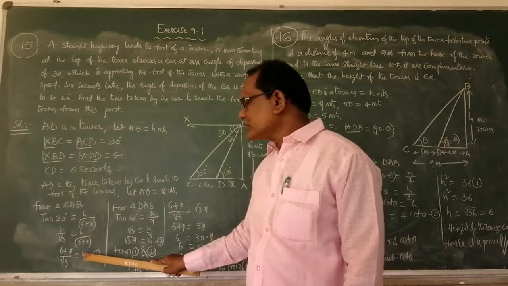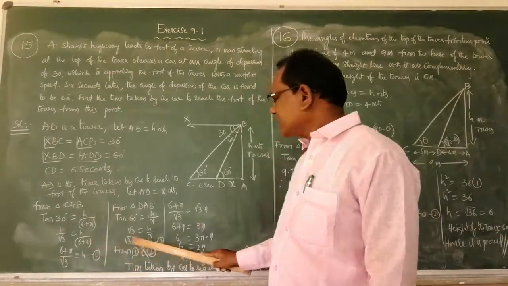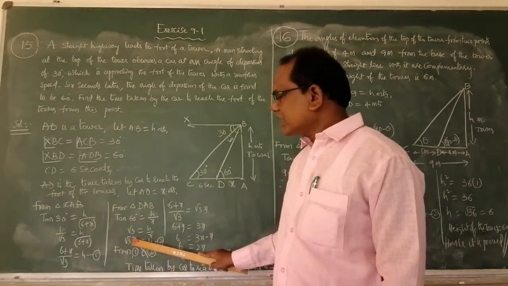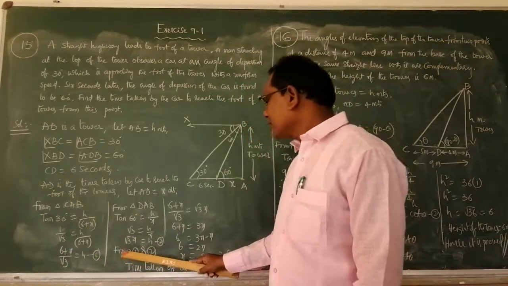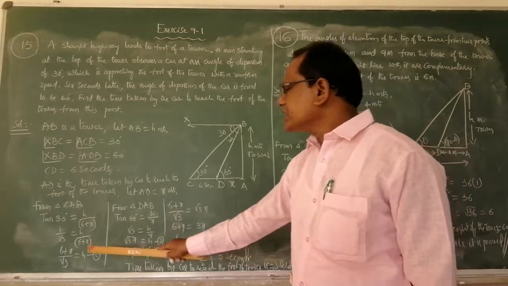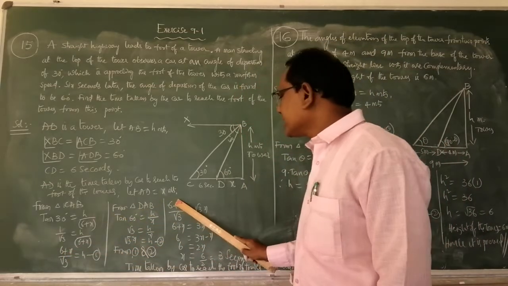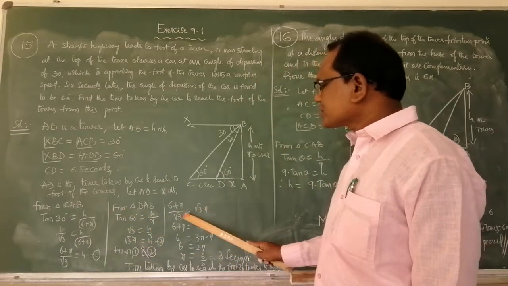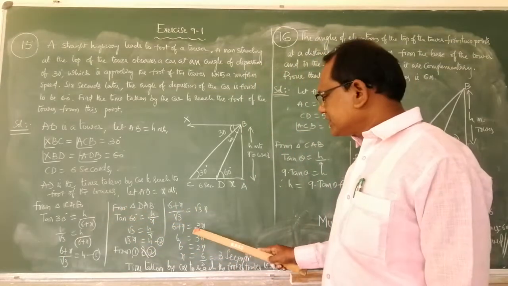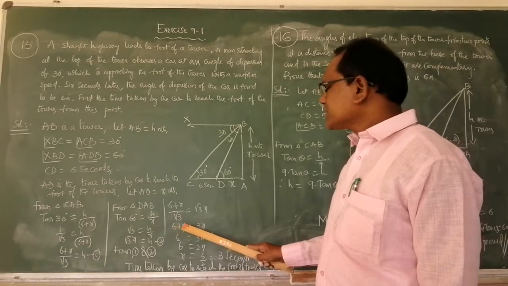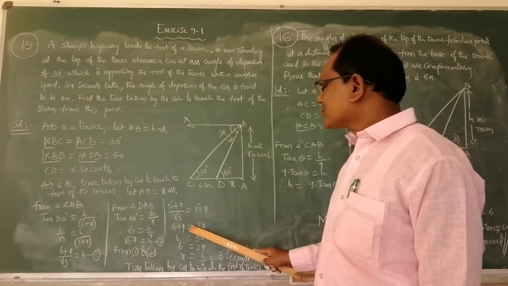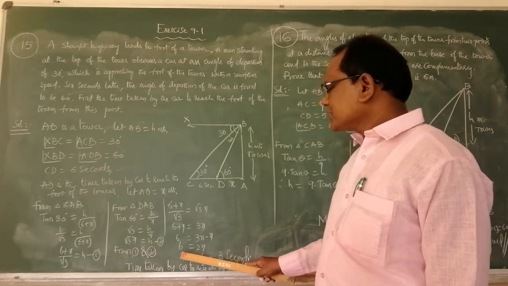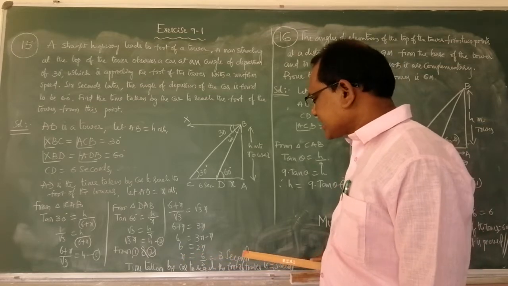In equation 1, h equals 6 plus x by root 3. In equation 2, h also equals root 3 x. Since both equal h, the left-hand sides are equal. From 1 and 2, 6 plus x by root 3 equals root 3 x. Root 3 into root 3 is 3, so 6 plus x equals 3x. Then 6 equals 3x minus x, that is 2x. Therefore, x equals 6 by 2, that is 3 seconds.